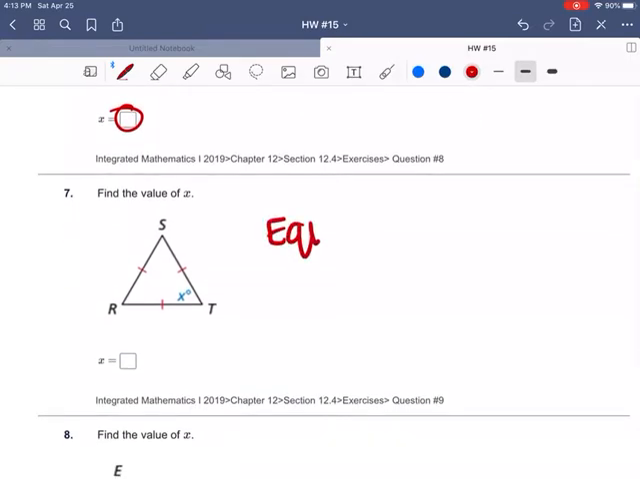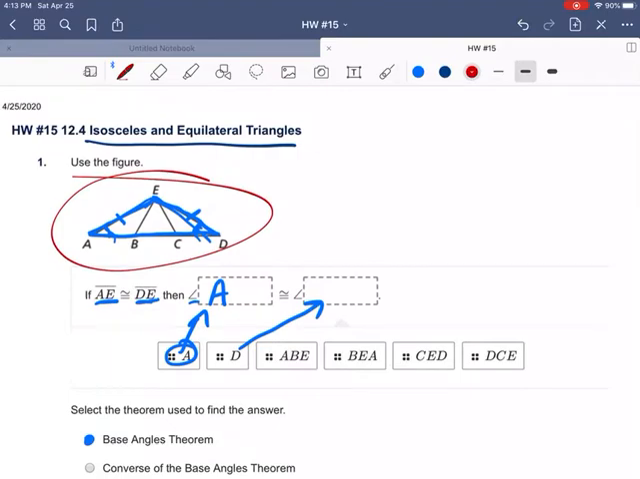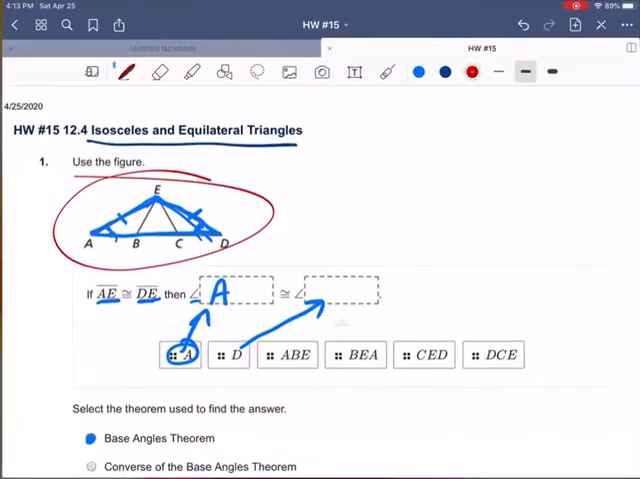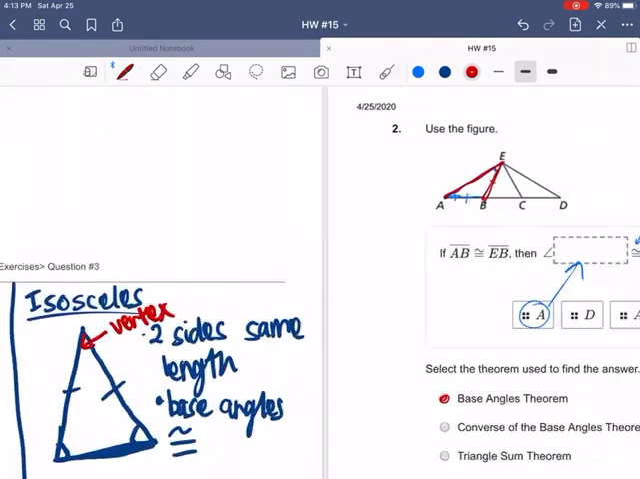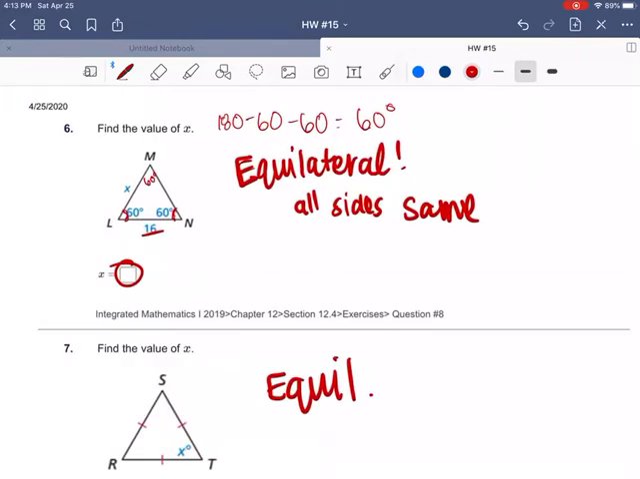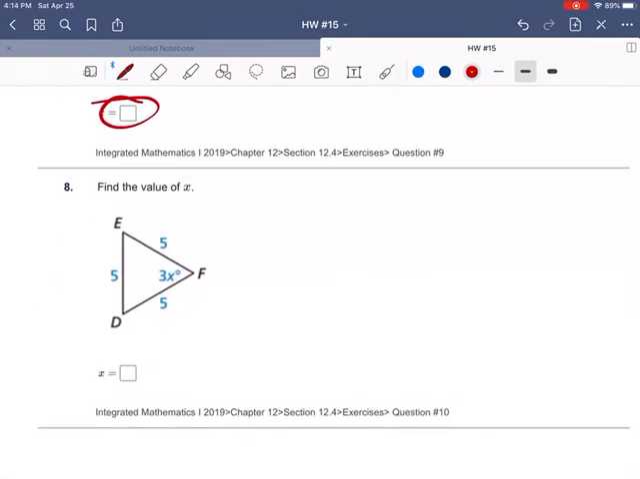Okay, number 7, this is an equilateral triangle. So if you go back, right here we wrote something about the angles for an equilateral triangle. All angles are 60 degrees, so it's asking what is this angle? I'll let you figure that out.